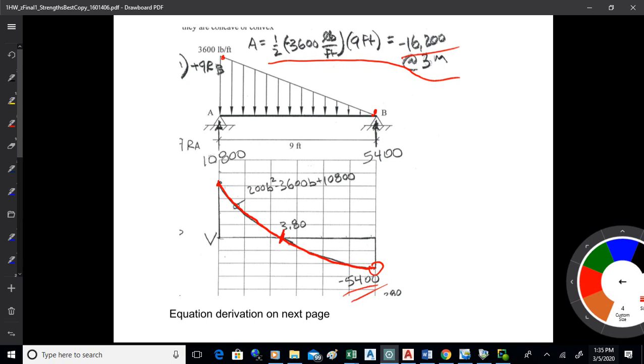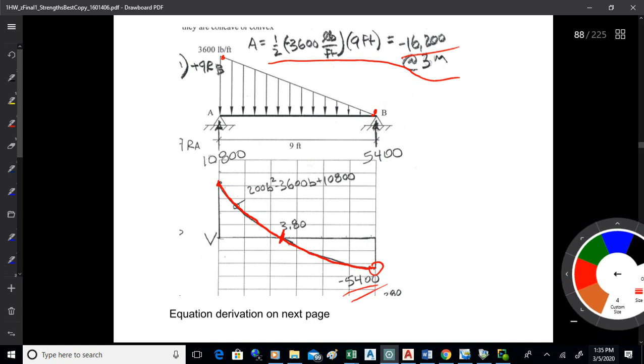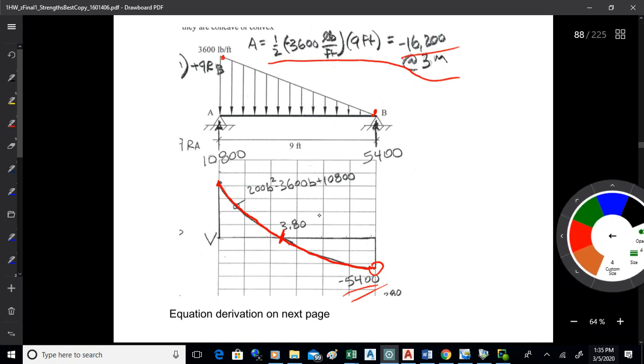The key thing to understand about this is that I want to find the area of this shape as I work my way to the right. That's really what I want to do.